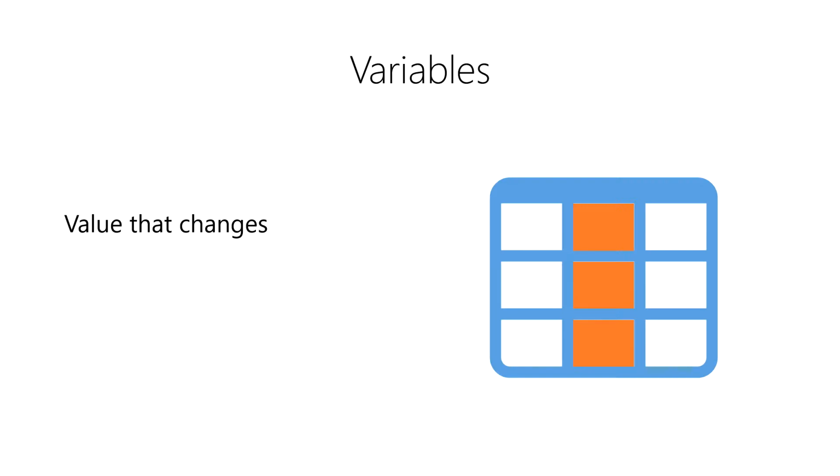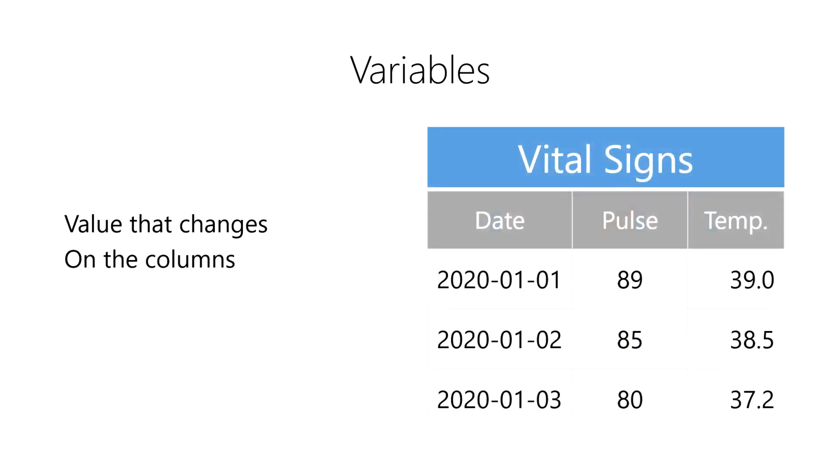In data science, we store variables on the columns of a table. Columns are the vertical groups of data that are contained within the table. For example, imagine we're recording the vital signs for a patient at a hospital. Our variables might be the date and time of the observation, the patient's heart rate measured by their pulse, and their body temperature at the time of the observation.